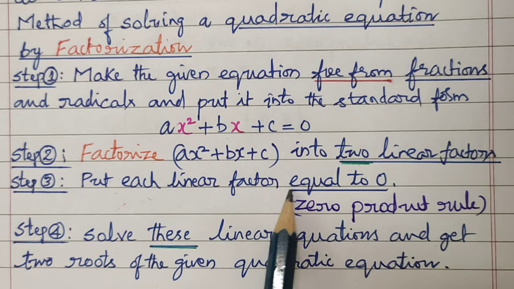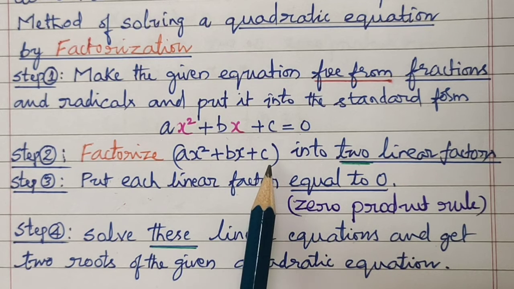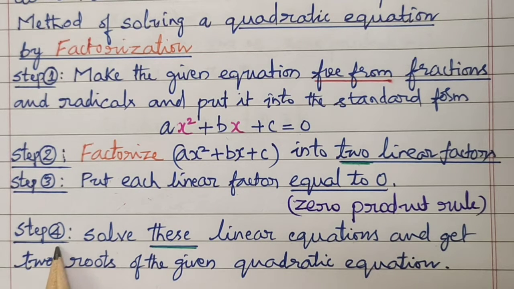Step 3: put each linear factor equal to 0. When you get two factors, equate each to 0 using the zero product rule. Step 4: solve these linear equations and get the two roots of the given quadratic equation.